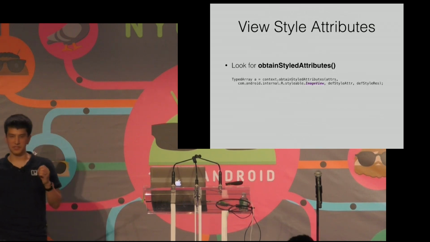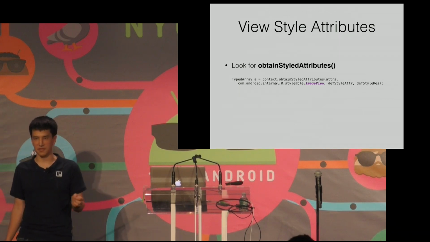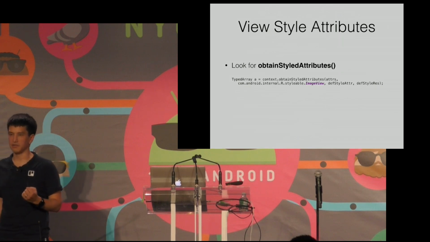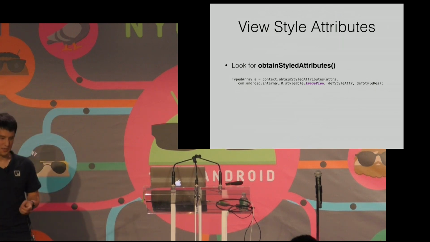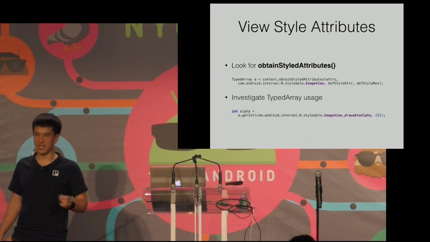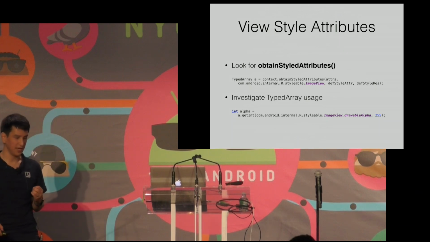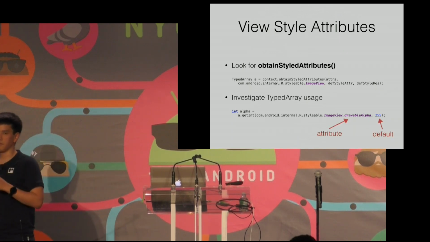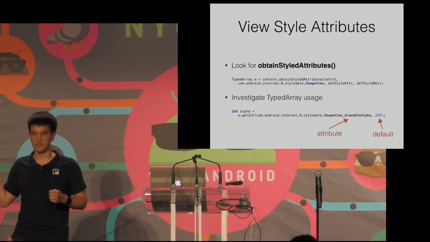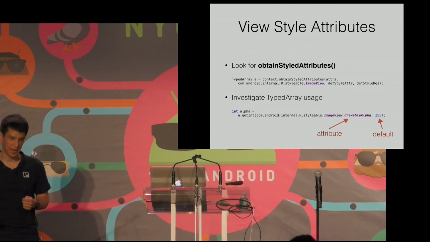And then views actually grab a whole bunch of attributes at once. So what you want to look for is this method called obtainStyledAttributes. And that essentially is a way of resolving multiple attributes at once. And it returns this thing called a TypedArray. Then what you want to look at is the TypedArray. Investigate what things are being pulled out in the TypedArray. And the first part is which attributes are being referred to. And then the second thing is the default, which is very useful to know because maybe the attribute isn't defined at all, and it's just relying on this fallback value.